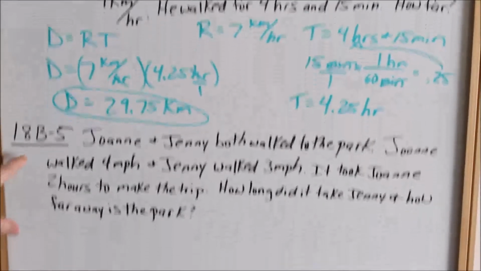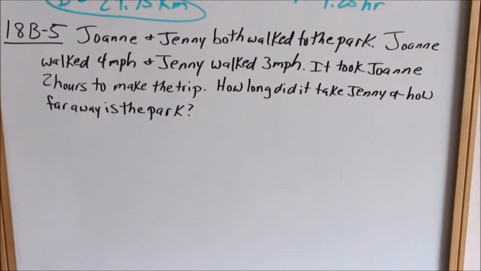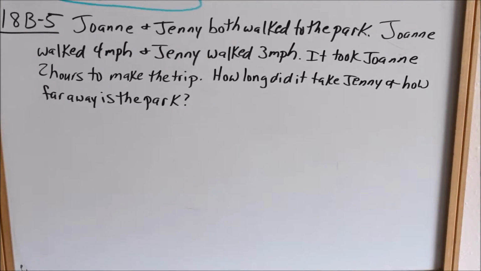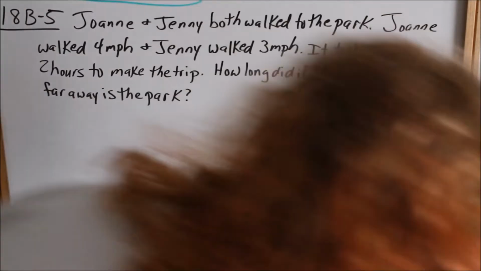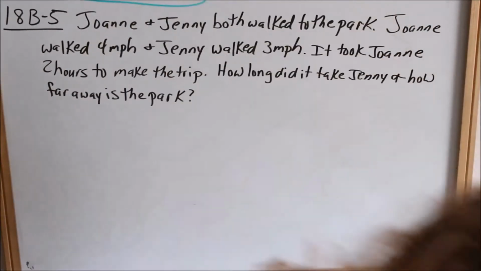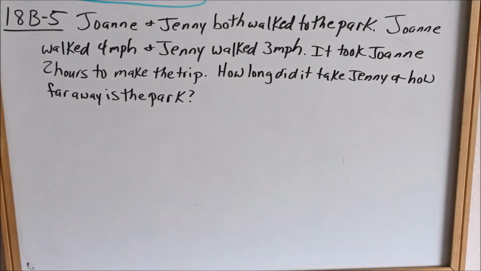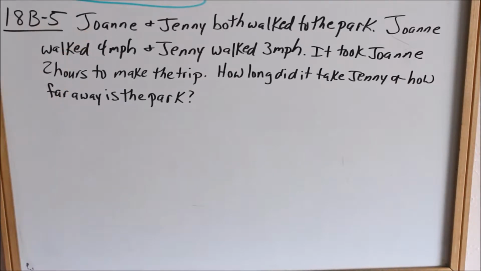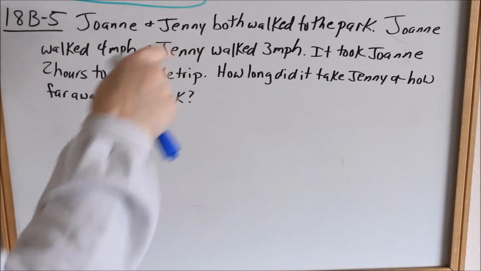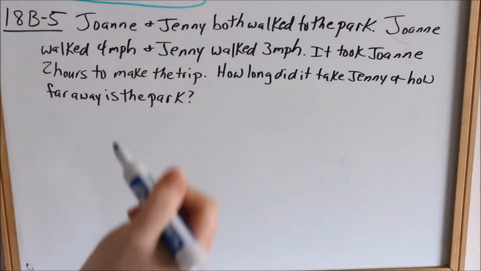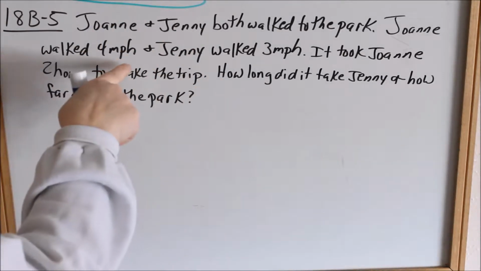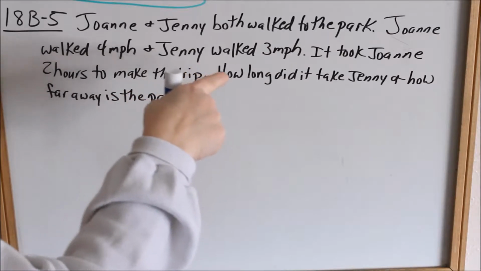Okay, now we're looking at 18B, number 5. So those last two problems, we were dealing with only one person. Now we're dealing with two people. So we have Joanne and Jenny both walked to the park. Joanne walked 4 miles an hour and Jenny walked 3 miles an hour.